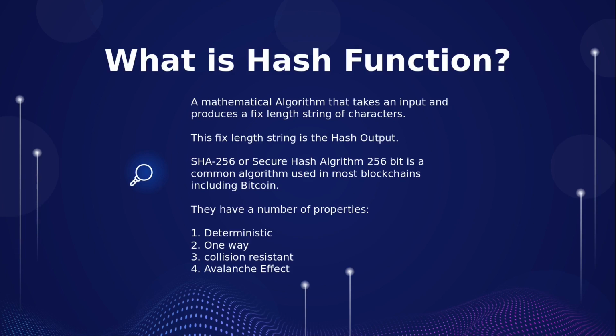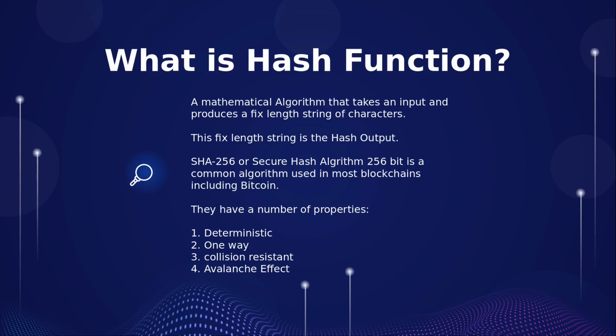And in the end, we have the hashes. A hash function is a mathematical algorithm that takes an input and produces a fixed-length string of characters, which is the hash output. In the context of blockchain cryptography, hash functions such as SHA-256, or Secure Hash Algorithm 256 bits, are commonly used.